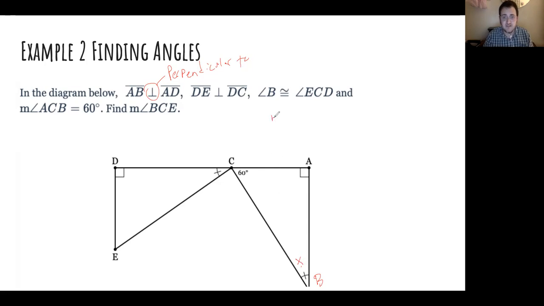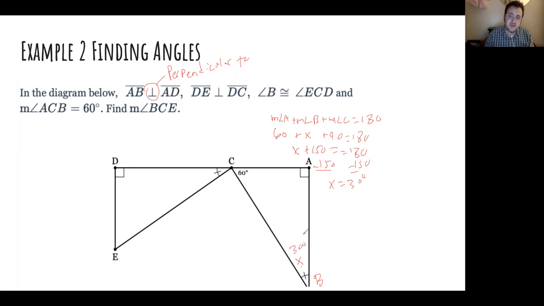So I could say that the measure of angle A plus the measure of angle B plus the measure of angle C equals 180. And I'm just going to do 60 plus X plus 90 equals 180. And that combines to 150. Subtract 150 on both sides for a total X of 30. I'm just going to put 30 right there.